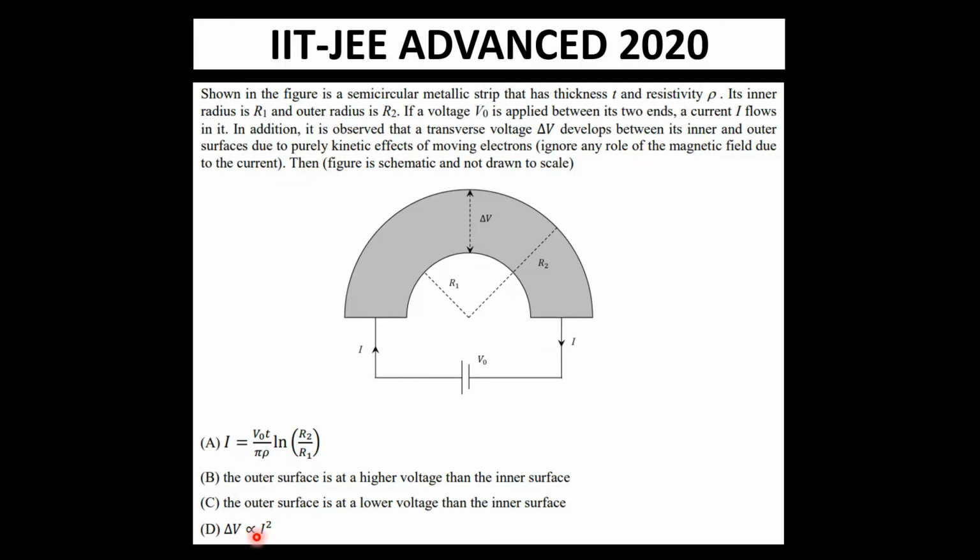So basically in option A, the current is asked, and then in options B and C it is asked whether the outer surface is at higher potential or the inner surface is at higher potential. And then in option D it is asked whether delta V, the transverse voltage, is proportional to the square of the current or not. So to find A, first we'll find the resistance of this metallic strip, and for that let's go to the next page.